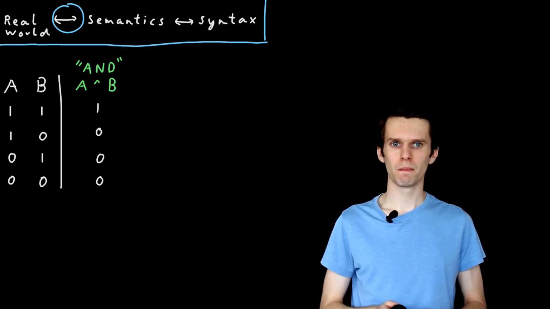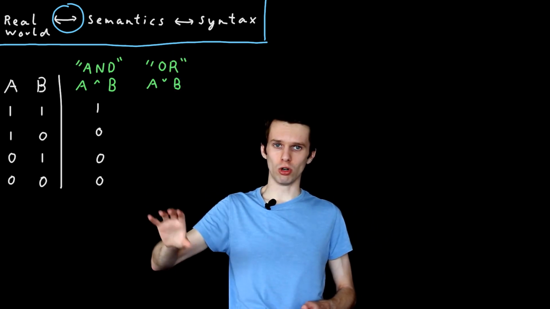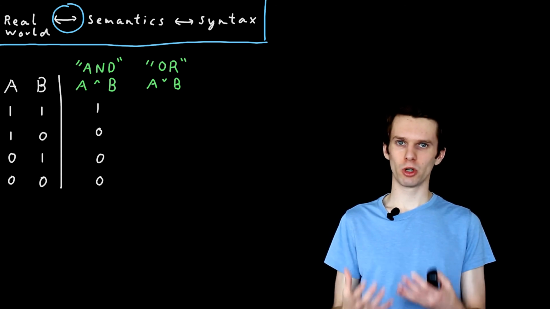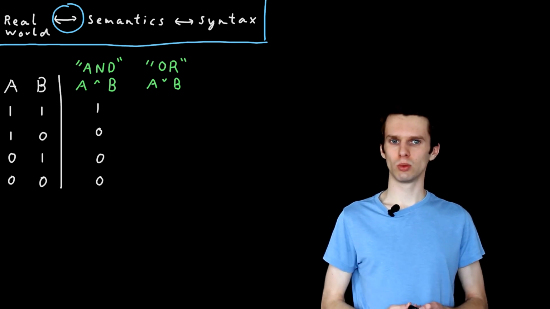Next, we're going to take a look at a second connective, OR. And this one is slightly more interesting because it starts to show us how propositional semantics models the real world and makes some design choices whilst doing so.